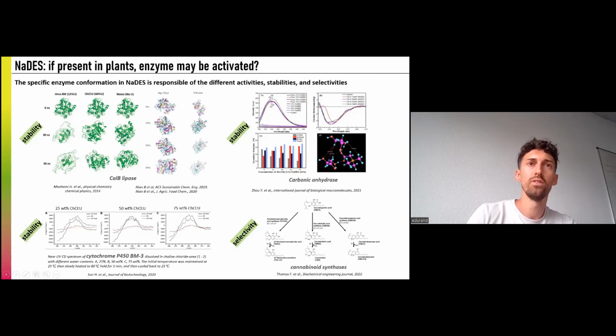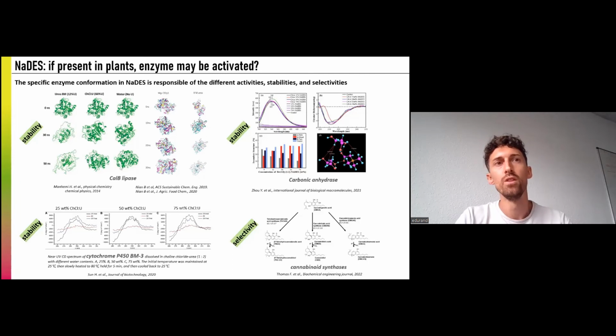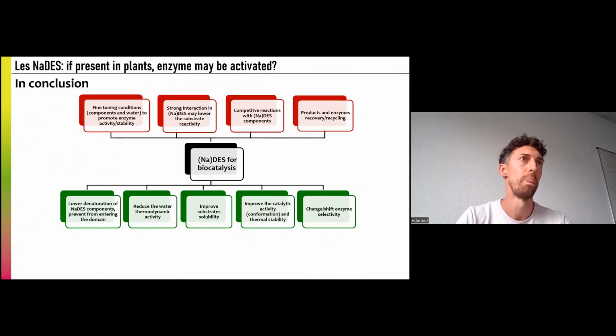Regarding selectivity, this paper is interesting because it showed that the selectivity for biotransformation of a substrate may be changed in the natural deep eutectic solvent depending on the composition that we are using. So this approach may be very interesting also.